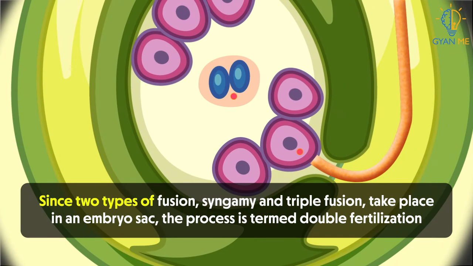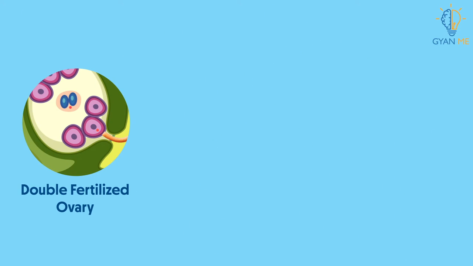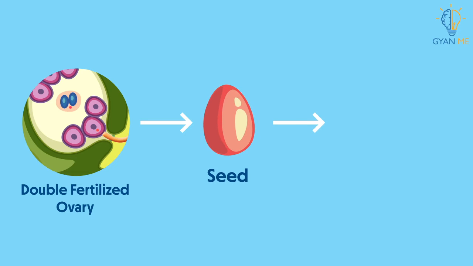Since two types of fusion or fertilization, that is syngamy and triple fusion, takes place within an embryo sac, the process here is termed as double fertilization. Double fertilization stimulates the ovary to develop into fruit via seed formation. It also helps in the development of new characters from two different individual plant species.